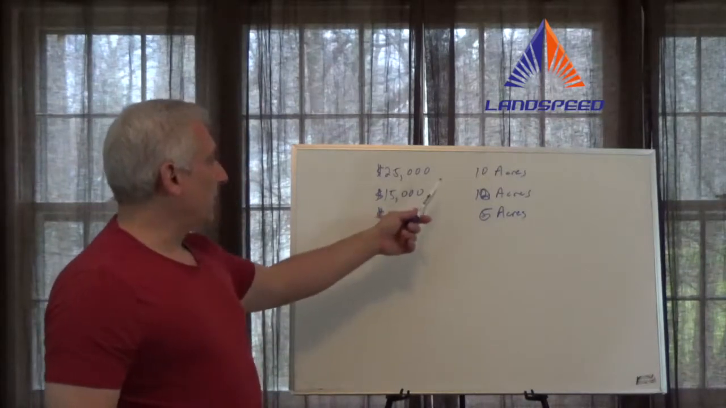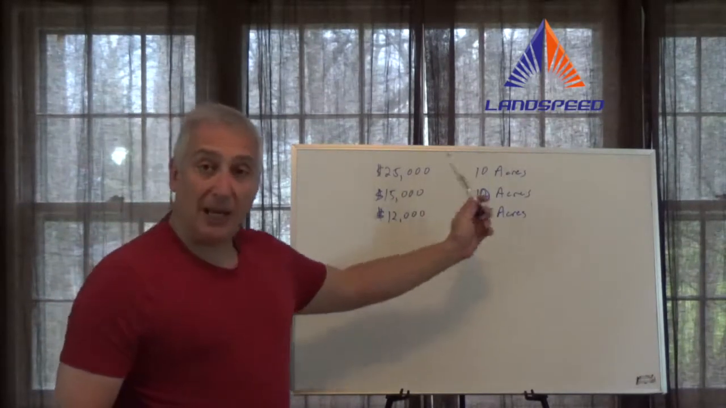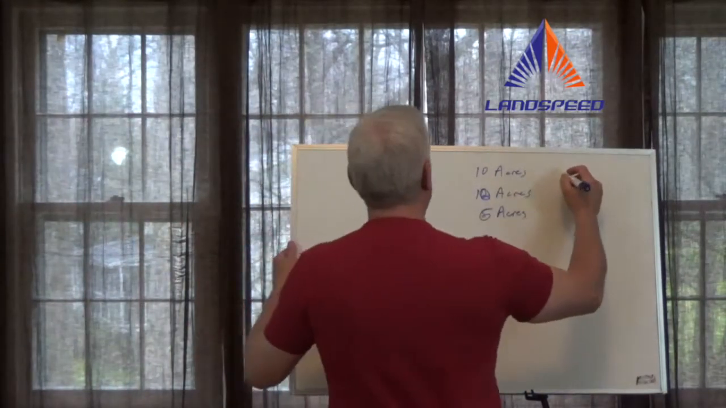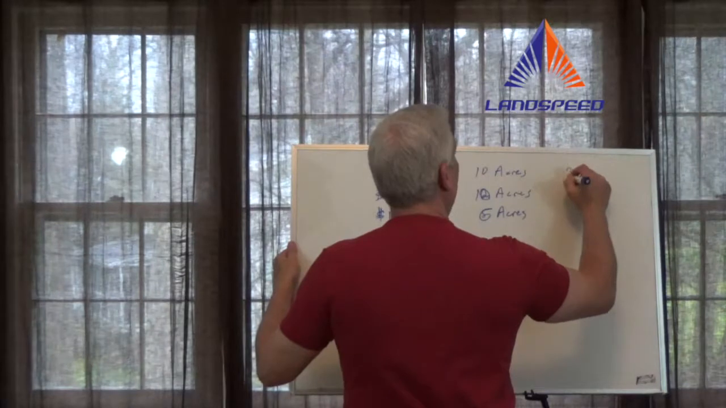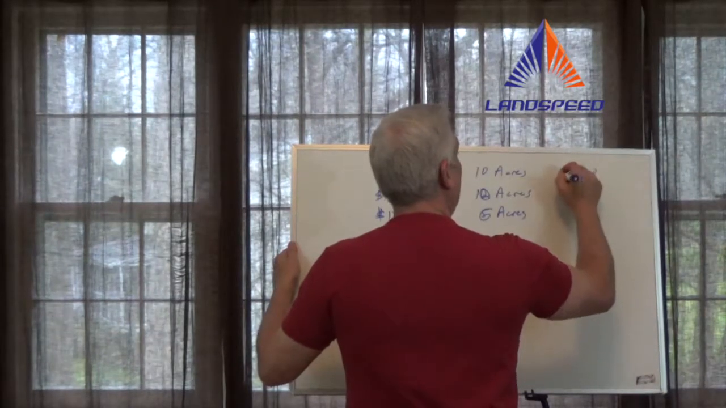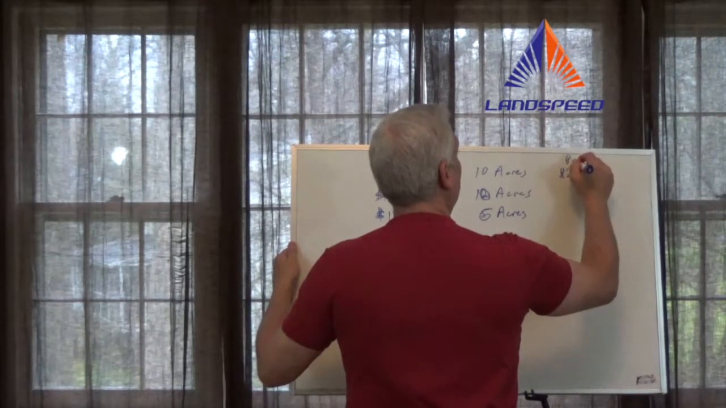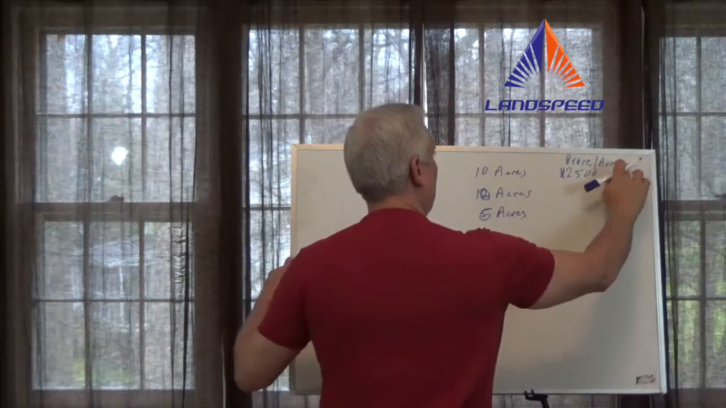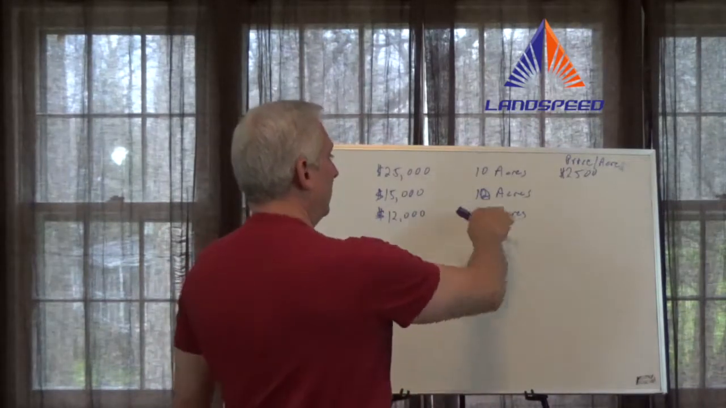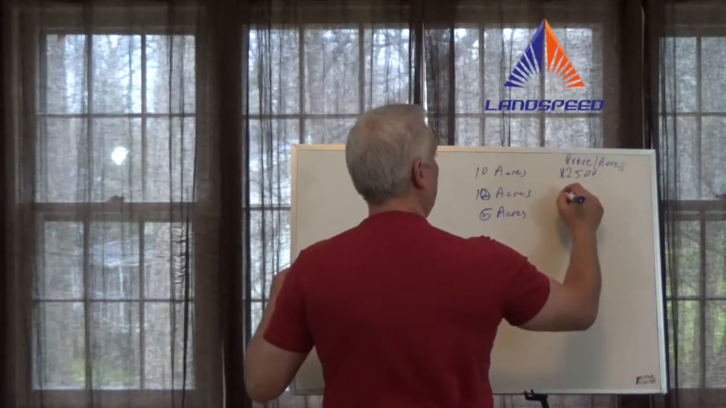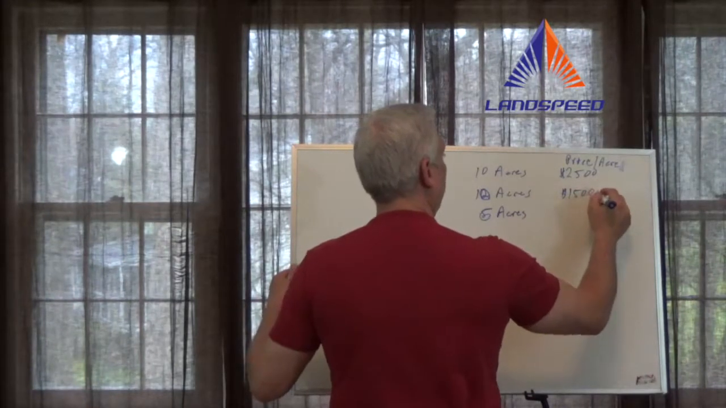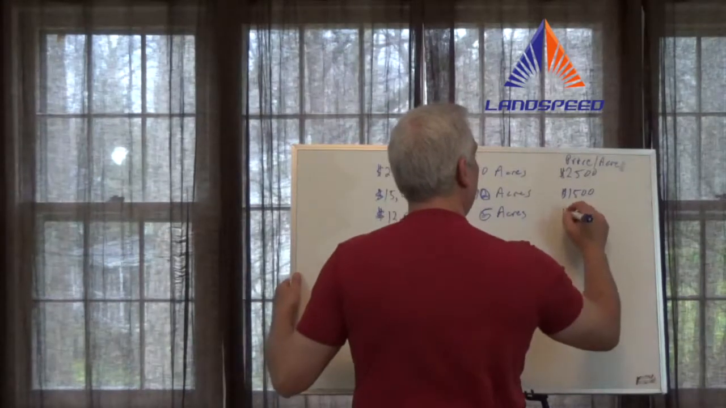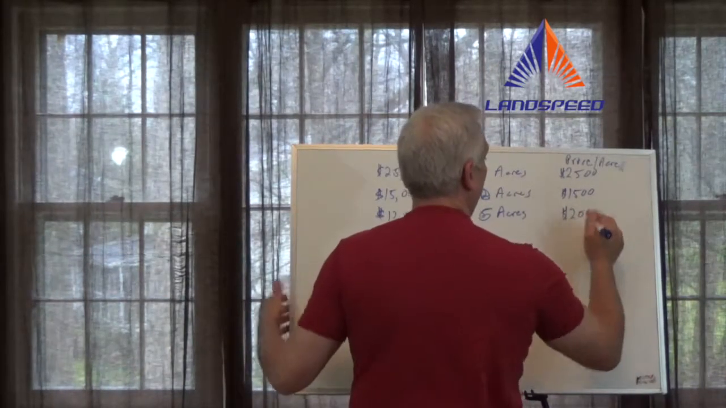This is all different. But if I look at the numbers, if I can just take the price and divide it by the acres, then I'm going to get $25,000 divided by 10 is $2,500 per acre. And $15,000 divided by 10 is going to give me $1,500 per acre. And $12,000 divided by 6 is going to give me $2,000 per acre.